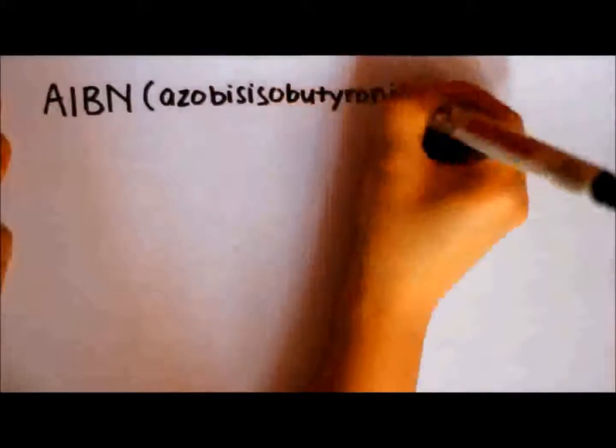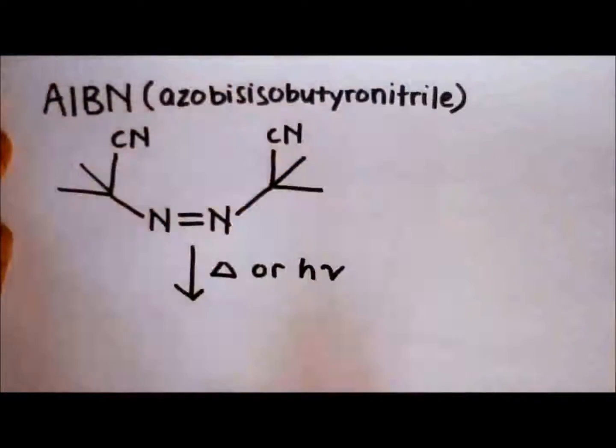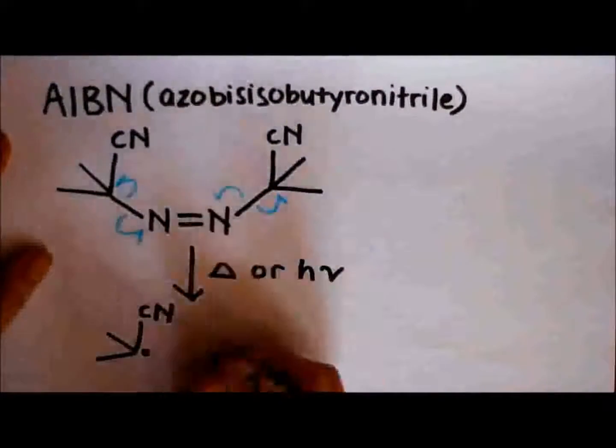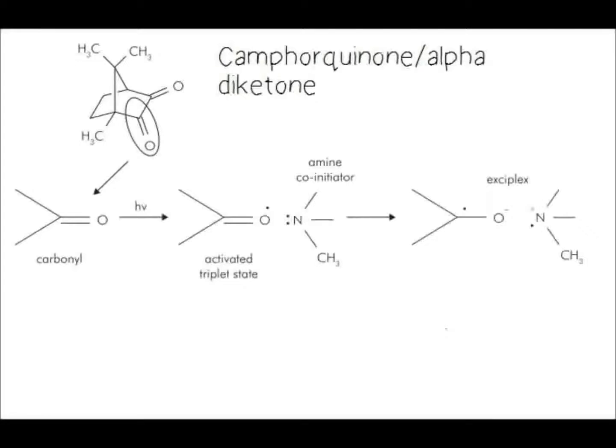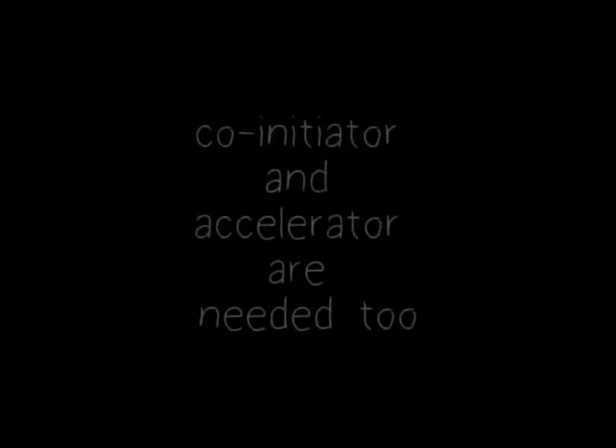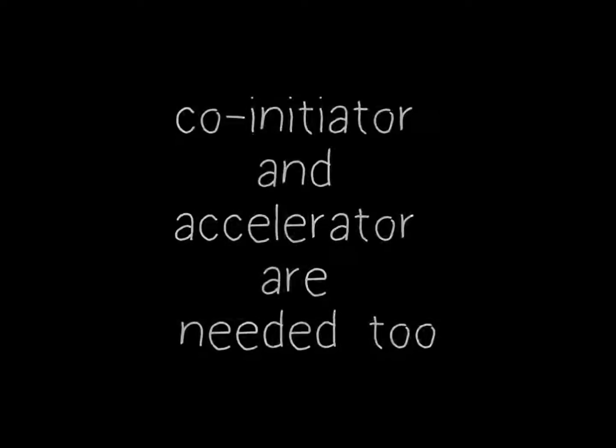2. Azobisisobutyronitrile, or AIBN for short. This can be split into free radicals by light. 3. Camphorquinone, or alpha diketone, which is commonly used to form free radicals by either heat or light. Sometimes a co-initiator and accelerator are needed too.